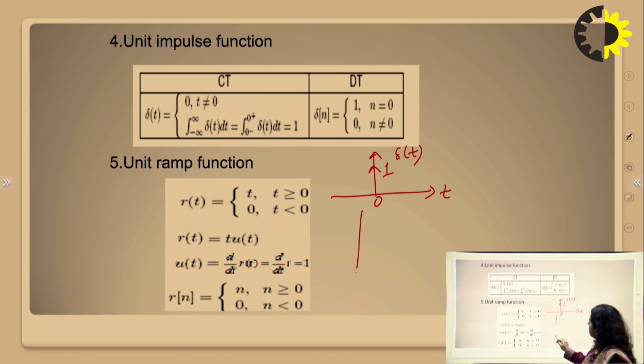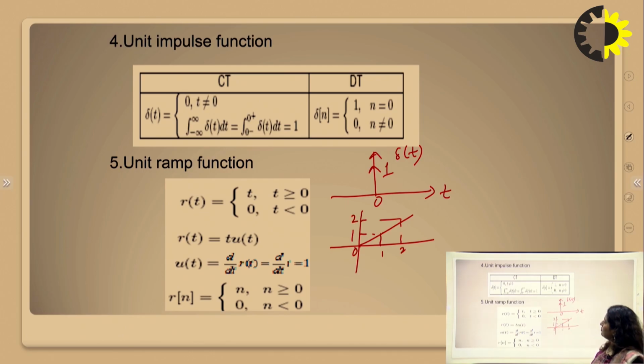Unit ramp function: it starts from 0 at 0, then 1 at 1, 2 at 2, and so on. So we can write different forms of the unit ramp function in terms of the unit step function. So r(t) you can write as t times u(t).